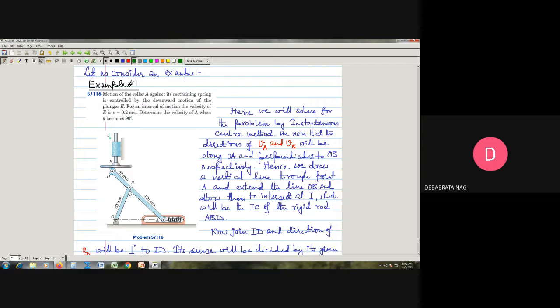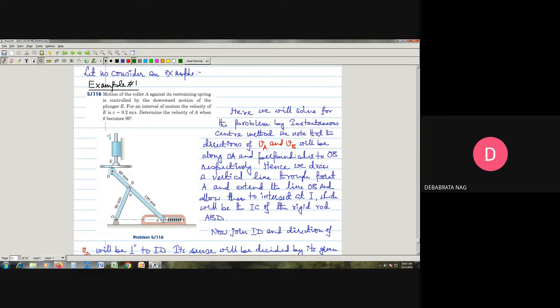Here we will solve this problem by the instantaneous center method. It can be solved by other methods as well, I mean the relative velocity method. The absolute motion analysis may be a little bit cumbersome here, but of course we can apply it depending upon the instantaneous geometry, and find the motion of this point by the absolute motion analysis method also. But here we will solve this problem by the instantaneous center method.